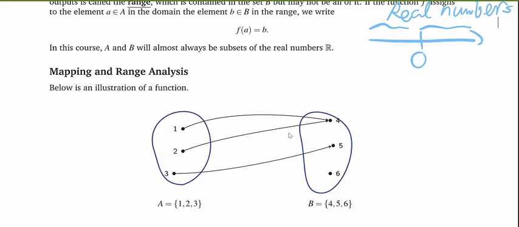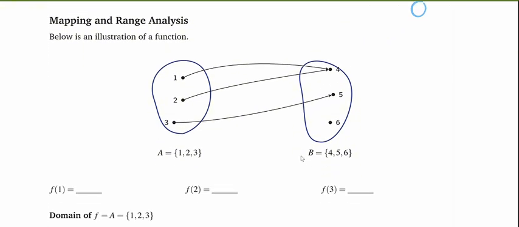Now let's talk a bit about the mapping and range analysis. Let's look at our first example of a function. This one maps inputs from set A, being 1, 2, 3, into the outputs in the set 4, 5, and 6. Let's observe a few things going on here. What is f of 1? 1 gets mapped to 4. Follow the arrow, and the end of the arrow is at 4.